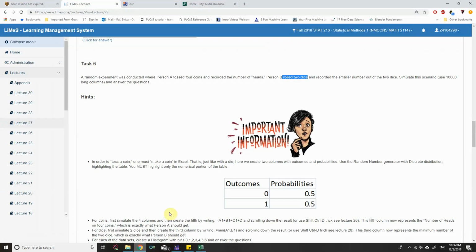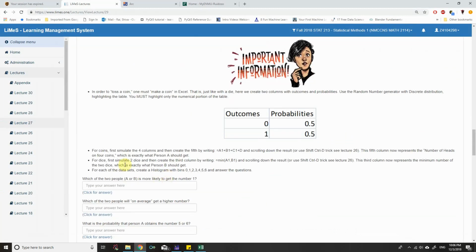Now let's read the question. Here it says, in order to toss a coin, one must make a coin in Excel. That's fine, here we did all the things. Use random number generator with discrete distribution. For coins, first simulate 4 columns, then create the 5th by writing the sum. So let's take the sum of the 4 columns of coins.